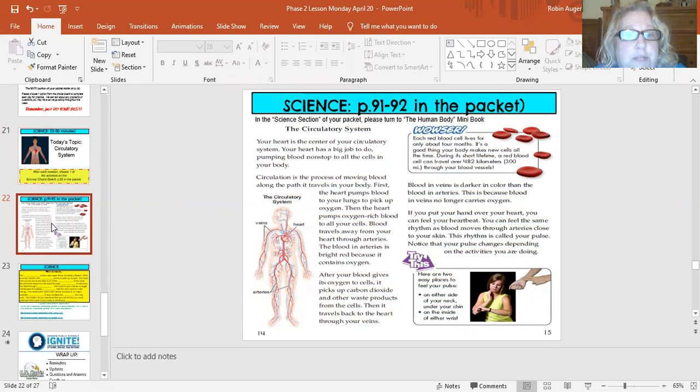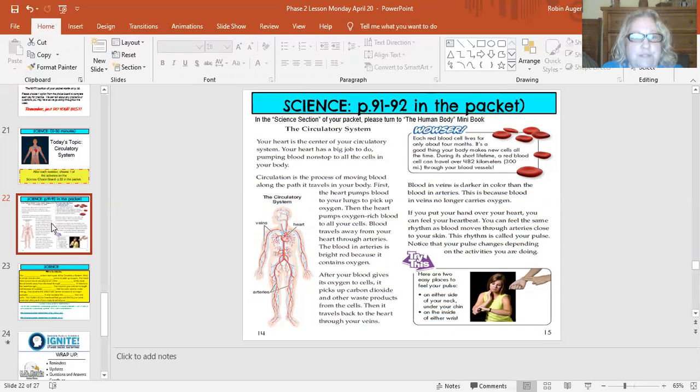First, the heart pumps blood to your lungs to pick up oxygen. We talked about this when we were doing the respiratory system, okay? The heart pumps oxygen-rich blood to all your cells. Blood travels away from your heart through arteries. The blood in arteries is bright red because it contains oxygen.